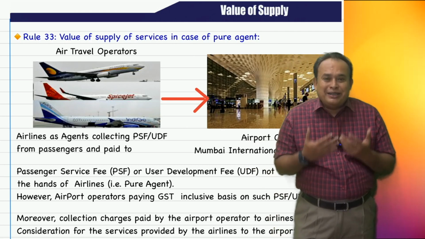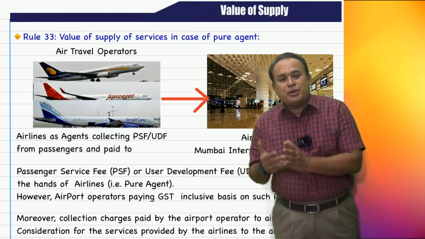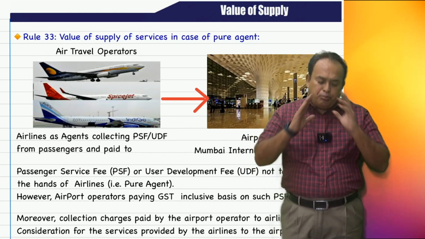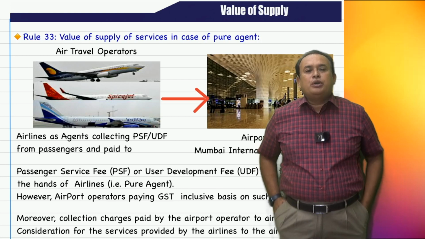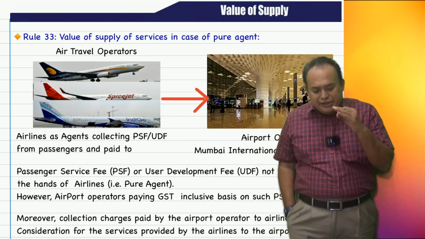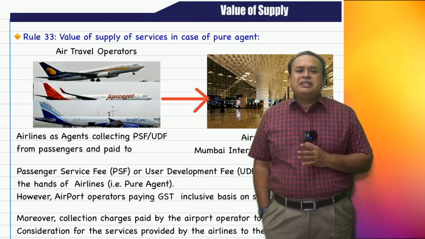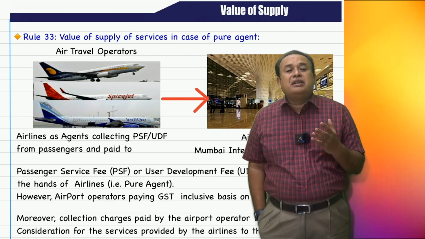When the pure agent expenditure is not addable in the value of supply is very important from a practice point of view also. In the day-to-day application of the GST, this rule number 33 is that much important.